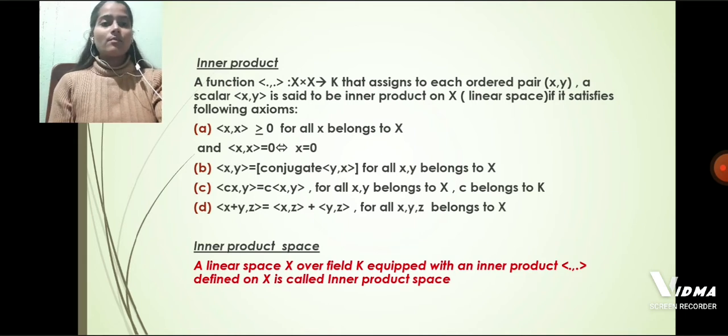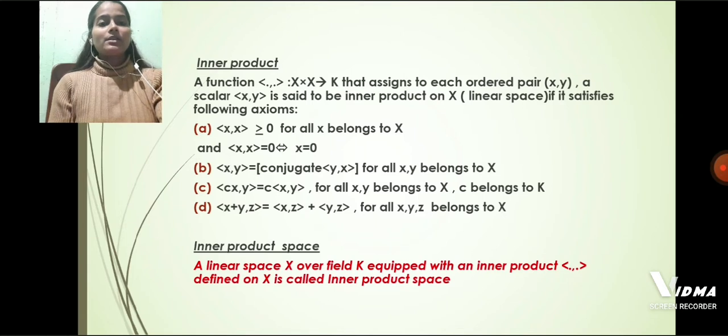The second axiom is that the inner product of x and y is equal to the conjugate of the inner product of y and x for all x, y belonging to X. The third axiom is that the inner product of cx and y is equal to c times the inner product of x and y for all x, y belonging to X, where c belongs to K and K is the field of scalars. And the fourth axiom is that the inner product of x plus y and z is equal to the inner product of x and z plus the inner product of y and z for all x, y, z belonging to X.